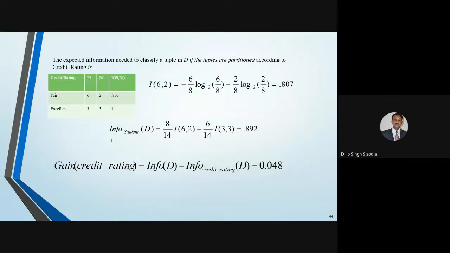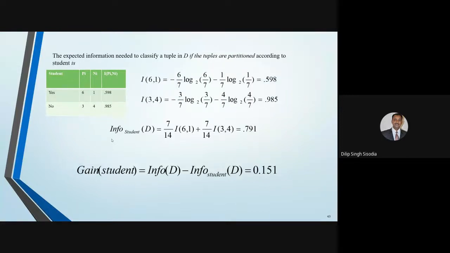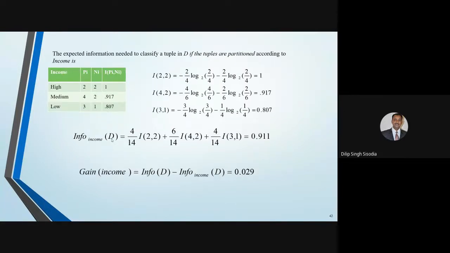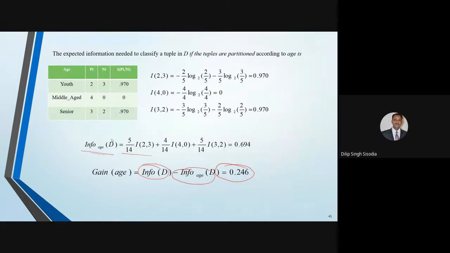Similarly, for credit rating there are two categories, fair and excellent. So we'll compute the information of credit rating, and ultimately the information gain of credit rating. Now we'll check the values: credit rating is 0.048, and the others are 0.151, 0.029, and 0.246. So you will see that out of these four, the highest information gain is for age. That's why we will select age as the splitting attribute.